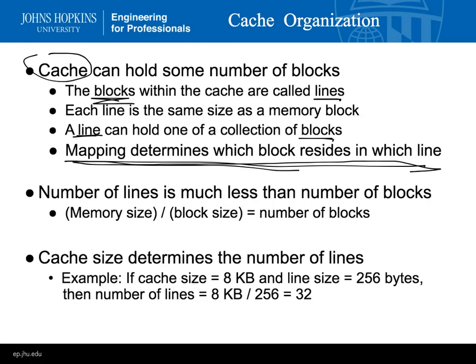The number of blocks in main memory is the memory size divided by block size. And of course, the number of lines in a cache is the size of the cache divided by the size of a line. So say we have a cache size of 8 kilobytes and a line size of 256 bytes, which is the same as a block size. How many lines can it hold? 8 kilobytes divided by 256, which is 32. So this cache can hold 32 lines. That's a pretty small cache.